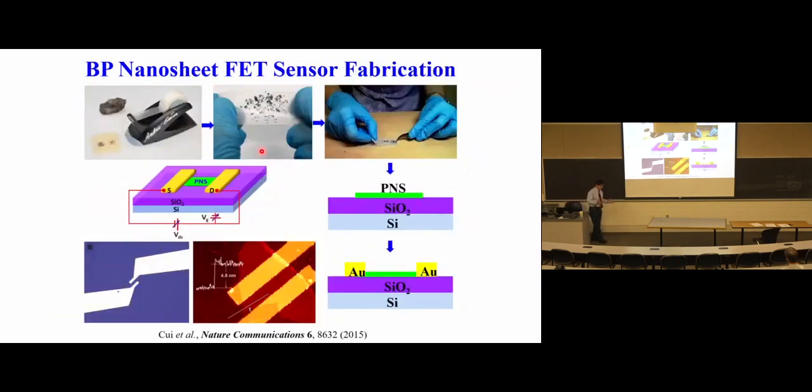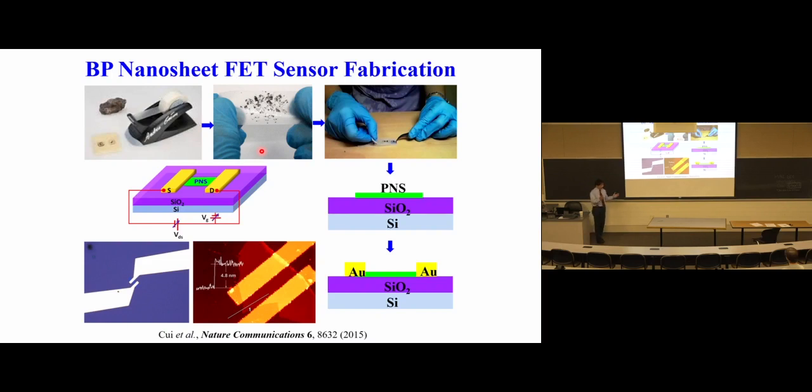So the initial trial we did was trying to find a simple 2D nanomaterial, a single-element 2D nanomaterial, black phosphorus, and then to detect mercury ions, to really understand the sensing process.